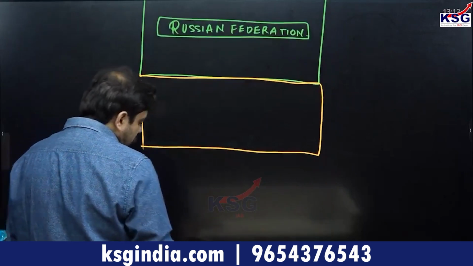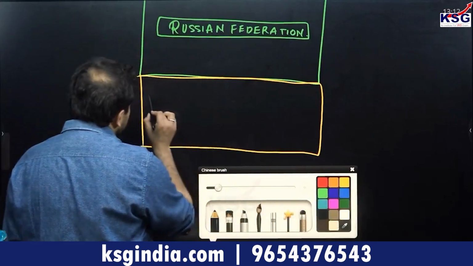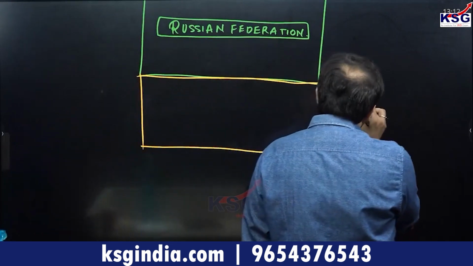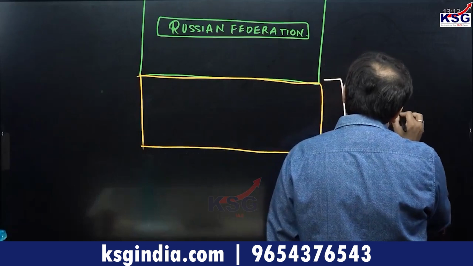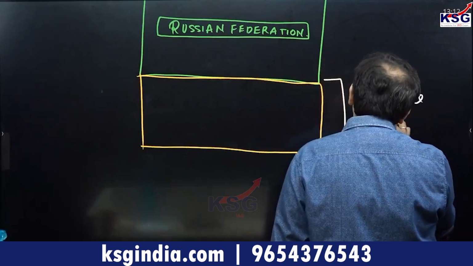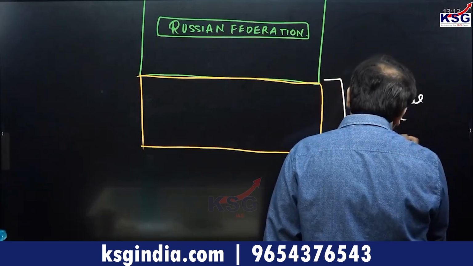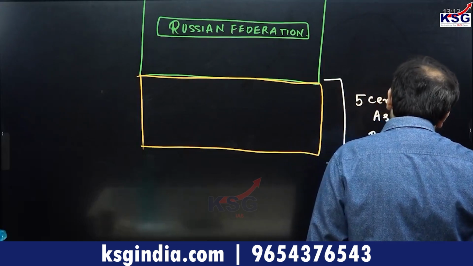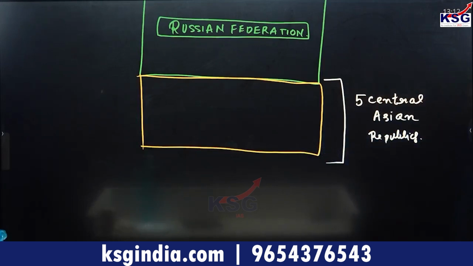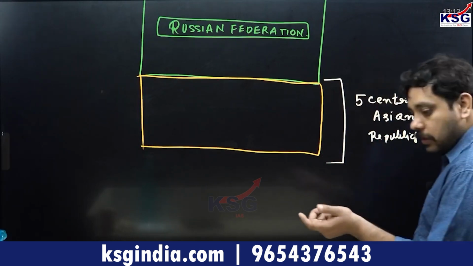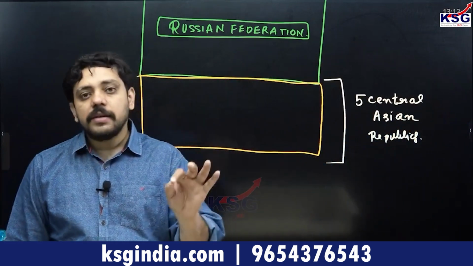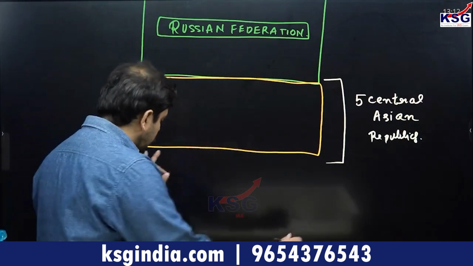This is Central Asia. Now, how do we understand Central Asia in a simplistic sense? You know for a fact that Central Asia has what you call 5 Central Asian republics, the 5 stans as they are called, and I'm going to give you a bit of a formula to remember this particular map. Take a look at this.